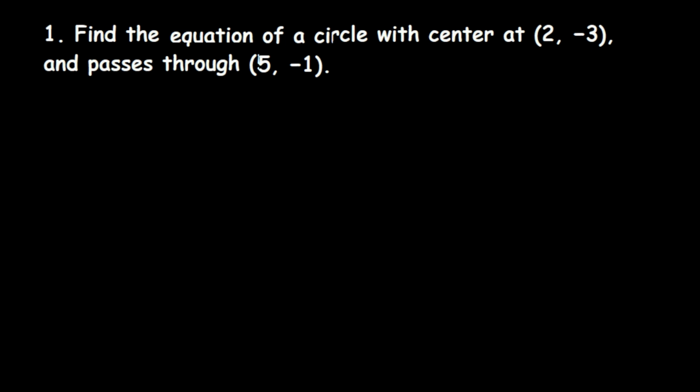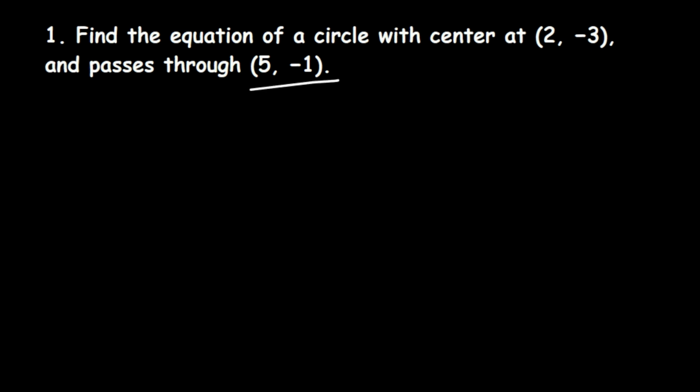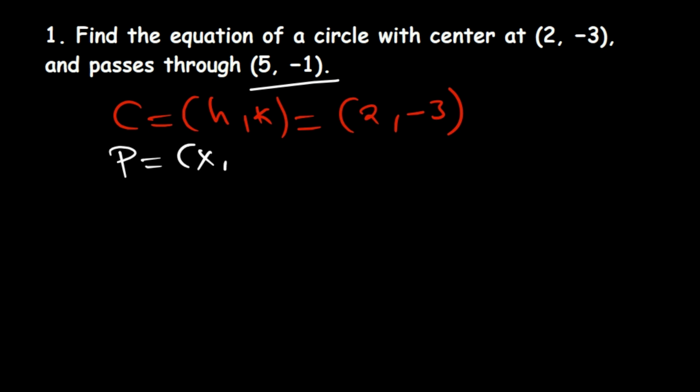So let's try to answer with the basics that we've come up with so far. We're asked to find the equation of a circle with a center at (2, -3), which passes through a given point. So this is just any random point on the circumference. Don't forget our center, we said, is h, k. In this case we've been told the center is (2, -3), and the random point is x, y, which in this case we are told is (5, -1). So we are told to find the equation of the circle.